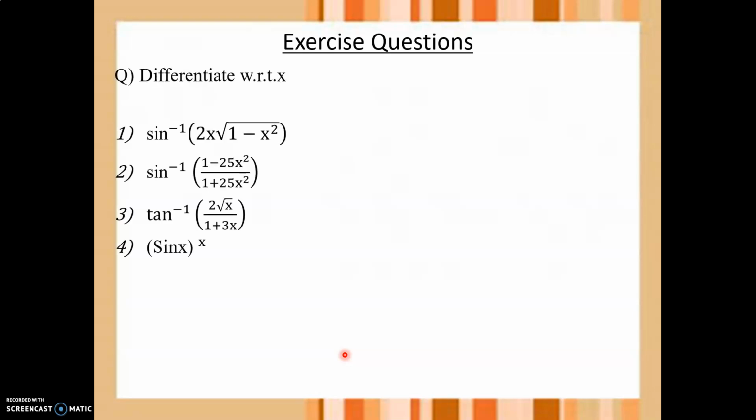Some exercise questions are given to you. You have to solve them.